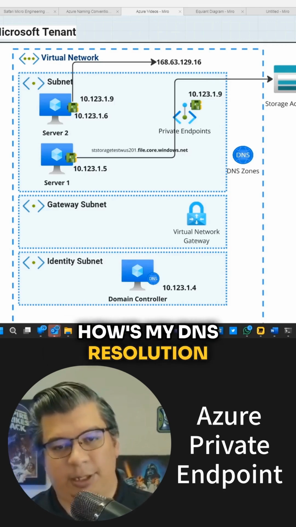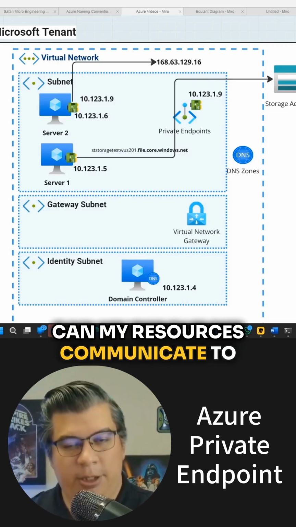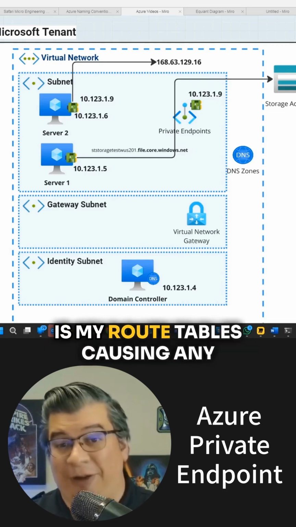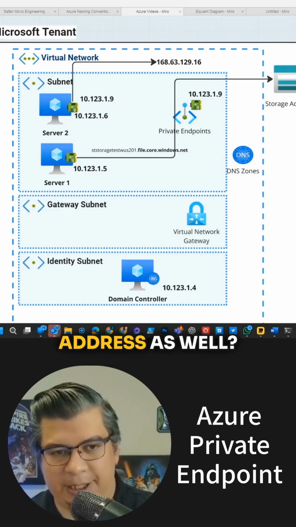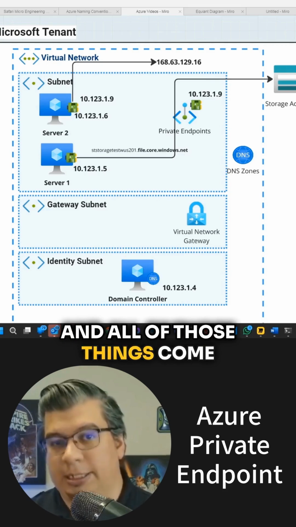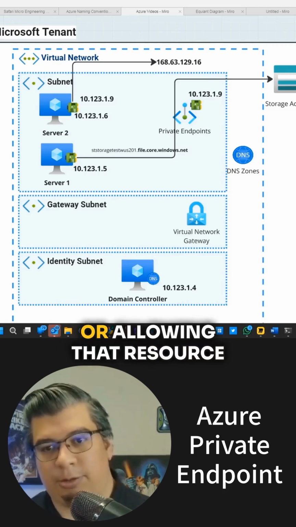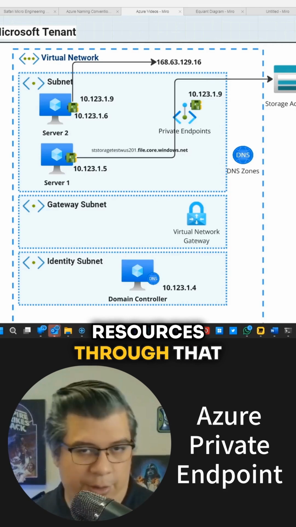How's my DNS resolution occurring? Can my resources communicate to that private IP through any NSGs? Are my route tables causing any issues accessing that private IP address as well? And all of those things come into play, both when trying to communicate to the resource or allowing that resource to communicate to your other resources through that private endpoint.